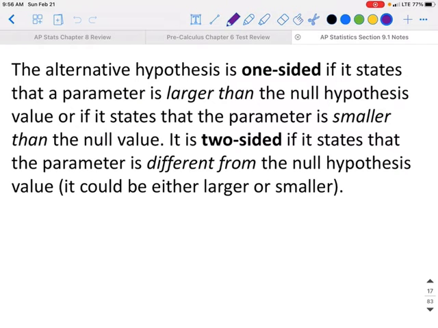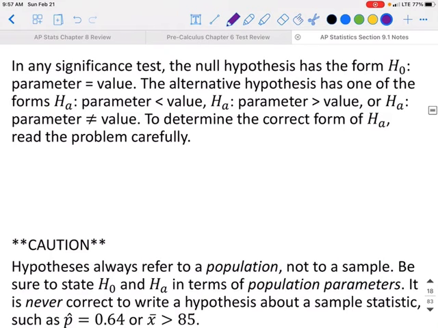So the alternative hypothesis is one-sided if we say that it is larger than or smaller than the null value. It's two-sided if we just say that it's different, so it's not equal to. So if you have p or mu, whichever variable you're looking at, is greater than whatever your H sub 0 is, or p is less than, then this is one-sided. But if it's p does not equal whatever your null hypothesis is, then that would be a two-sided hypothesis.